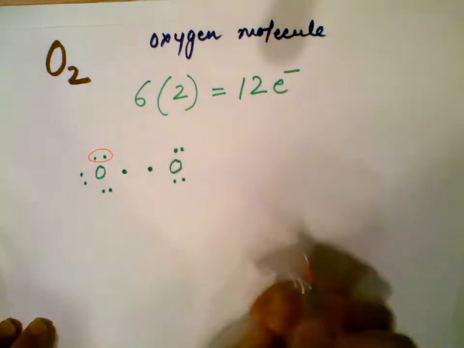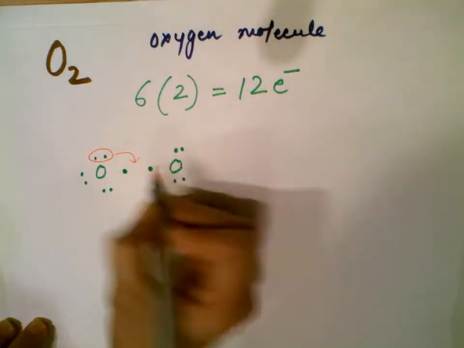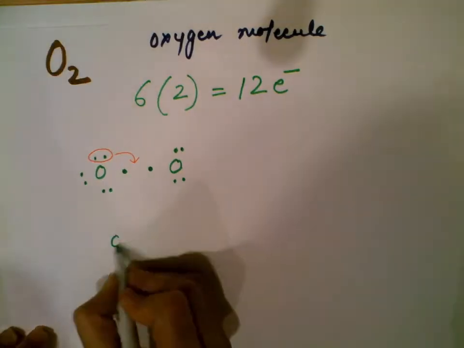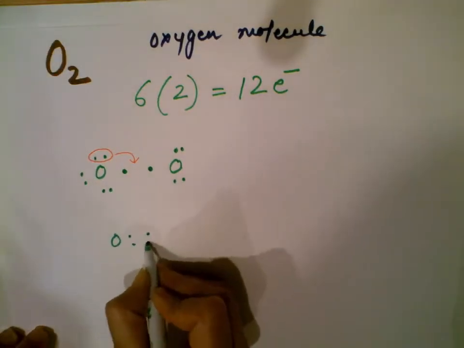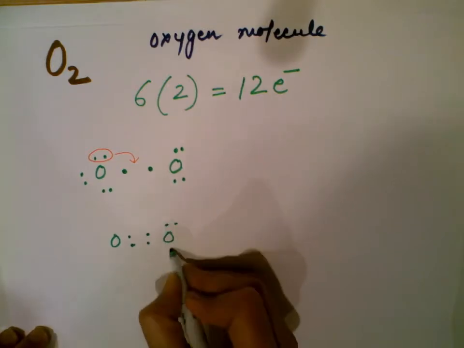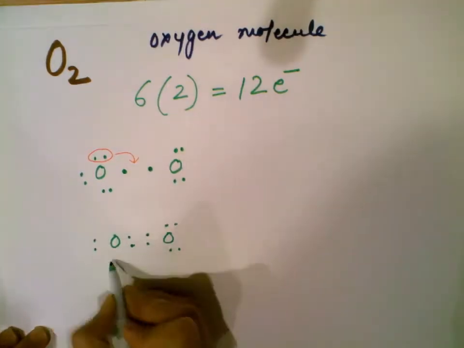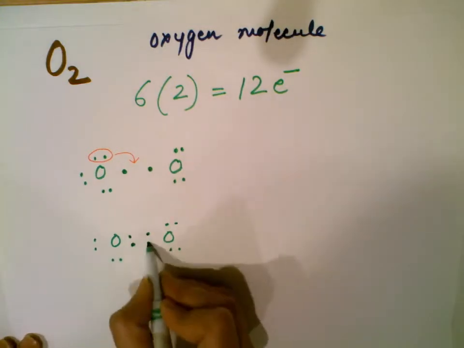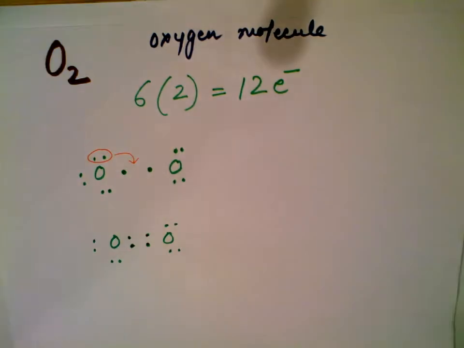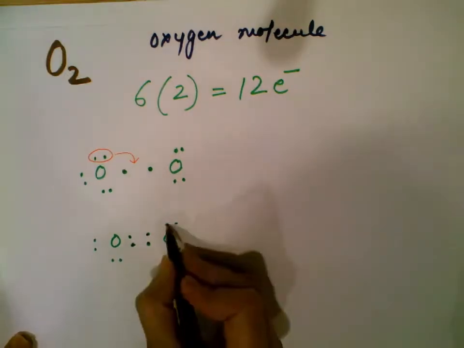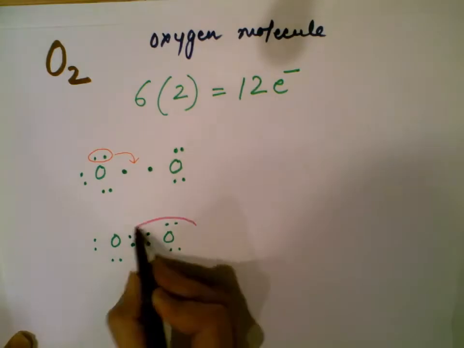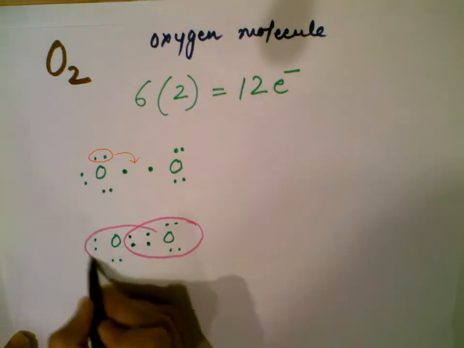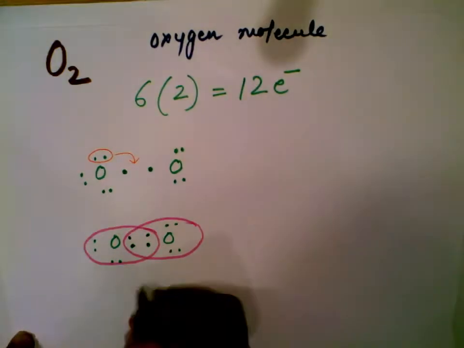We are going to move these 2 electrons over here. And what happens as a result? This is what is going to happen. Okay, I'm not making any changes at all. All I did is bring this pair of electrons into the middle so that both oxygens have a complete octet. This one, 1, 2, 3, 4, 5, 6, 7, 8. Happy, happy. This one, 1, 2, 3, 4, 5, 6, 7, 8. Happy, happy. Now they both are happy.